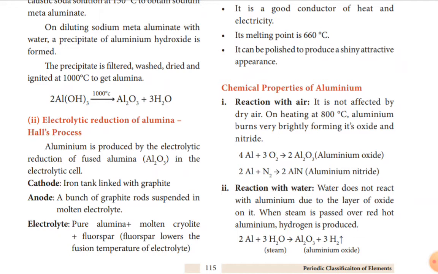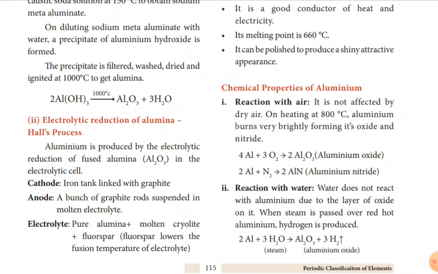The name of the process is Hall's process. Electrolytic reduction of alumina by Hall's process. See, aluminum is produced by the electrolytic reduction of fused alumina in an electrolytic cell. So for this process we are taking an electrolytic cell, electrolytic tank. In the electrolytic tank, cathode, anode, electrolyte, passing electric current, temperature, all these are important.